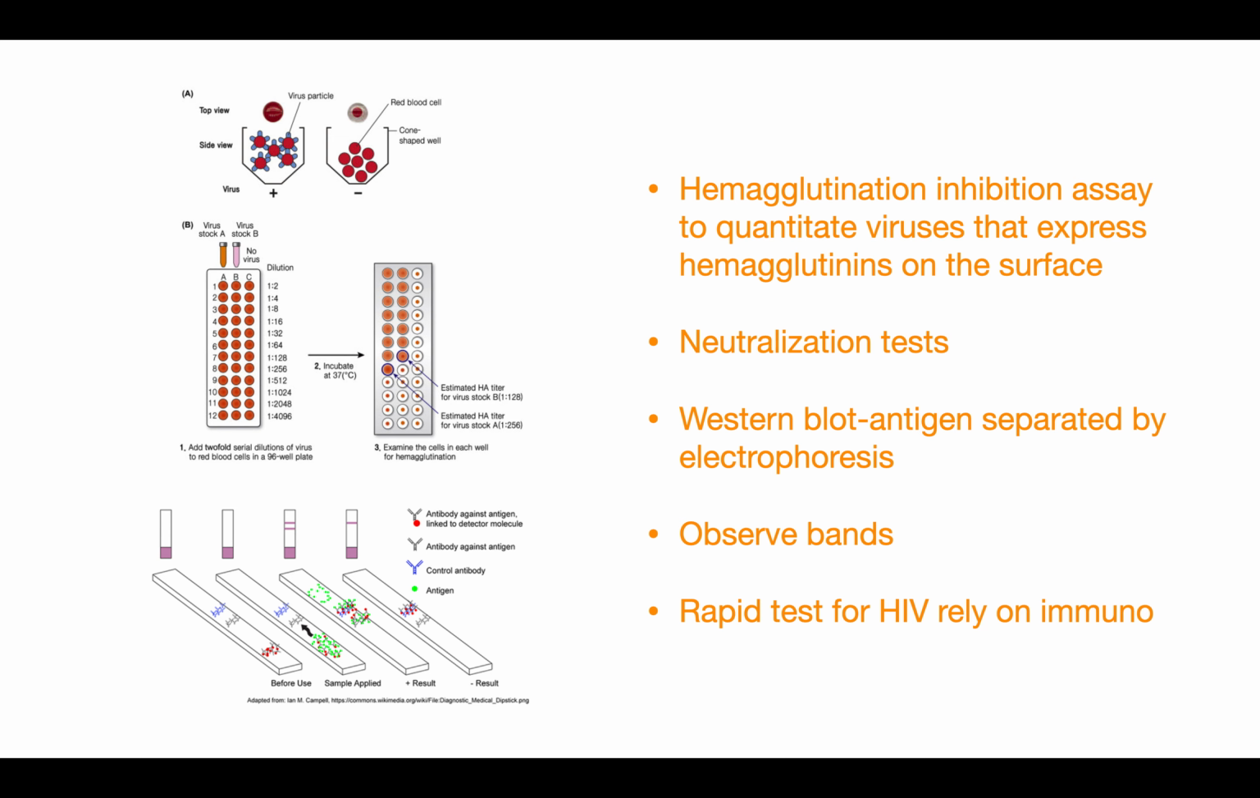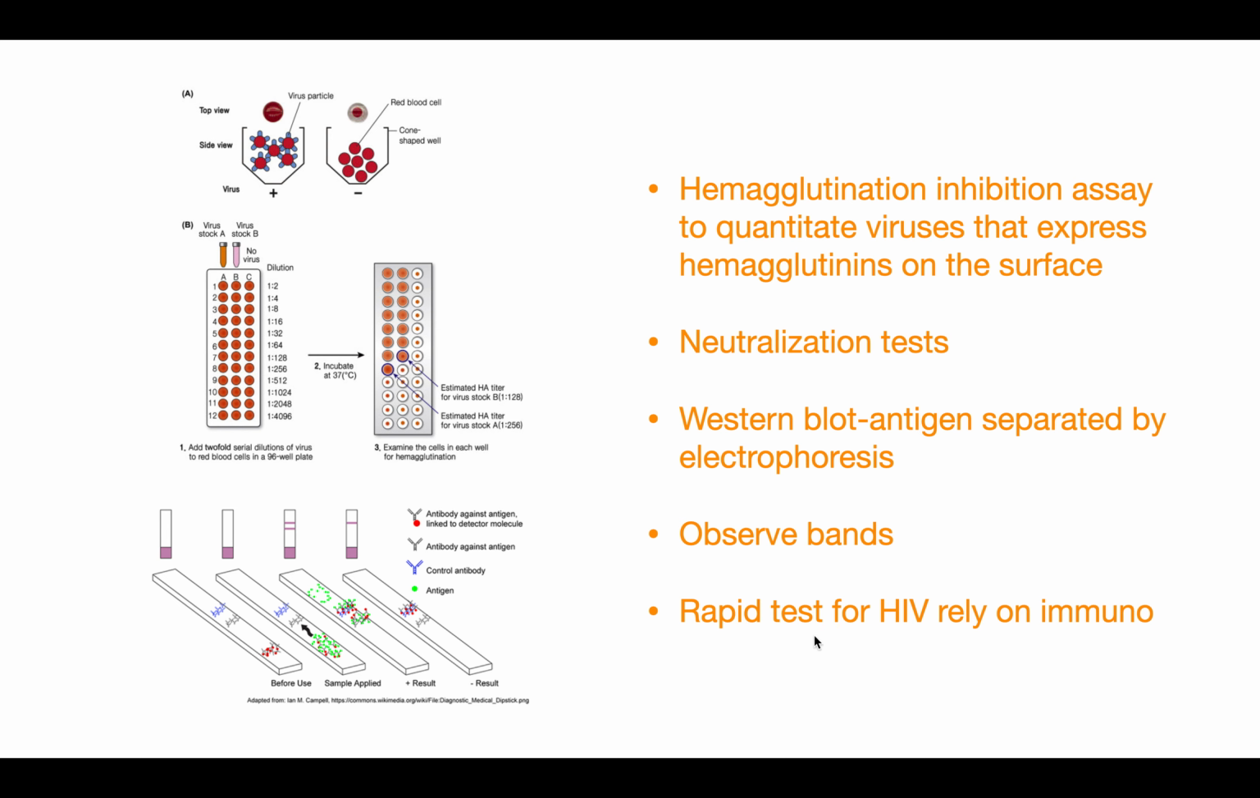Hemagglutination inhibition assays are going to quantitate the viruses that are expressed by the hemagglutinin on the surface. So we're going to do basically a titer as well, and see how much agglutination occurs. When you see the max amount, that's how much the person has been infected, and then we dilute it with antivirals or something, in order to see if there is a minimum dose of the antivirals that can be given. So these are pretty useful in a variety of ways.